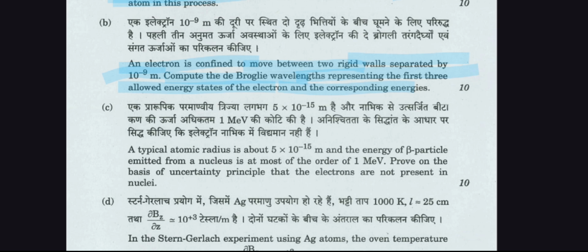Question C is here. A typical nuclear radius is about 5 into 10 to the power minus 15 meter, and the energy of the beta particle emitted from a nucleus is at most of the order of 1 mega electron volt. Prove on the basis of the uncertainty principle that electrons are not present in the nuclei.